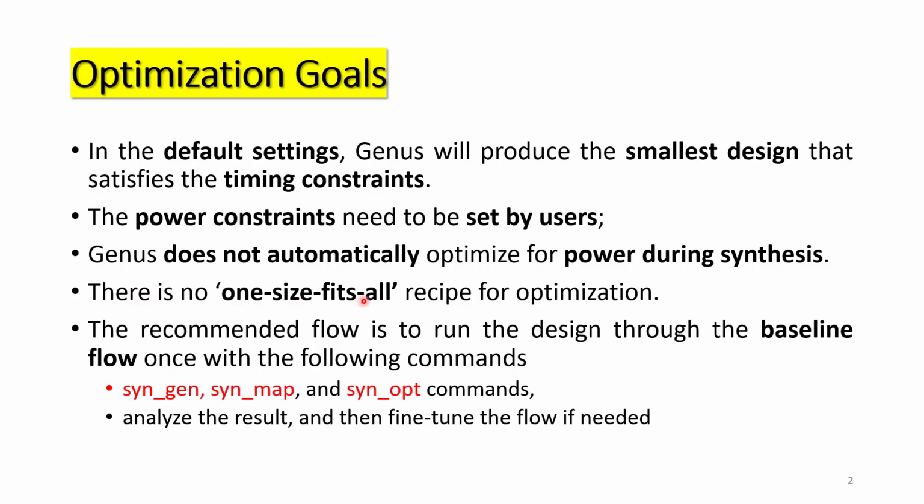There is no one-size-fits-all recipe for optimization. The recommended flow is to run the design through the baseline flow once with the following commands. These are the three commands which we use: syn_generic, syn_map, and syn_opt. syn_generic will do generic synthesis, syn_map will do mapping with respect to the .lib, and syn_opt will do optimization. Remember, Cadence Genus will focus mainly on timing by using the constraints. Once after running these three commands, we need to analyze the results and then fine tune the flow if needed. Depending upon our requirements, we need to adjust the flow.